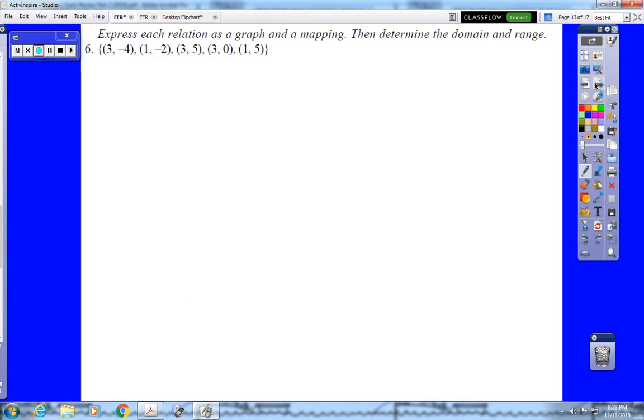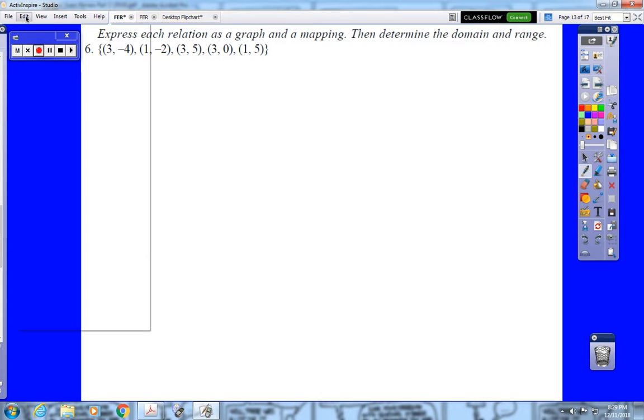It should get us through the first page, I believe, but we're going to continue this video until we're through the front and back of the first page, so that would be pages 1 and 2. Express each relation as a graph and a mapping, then determine the domain and range. So they've given us a list of ordered pairs. They want us to rewrite it as a graph and as a mapping.